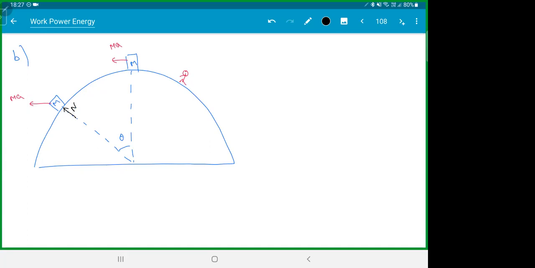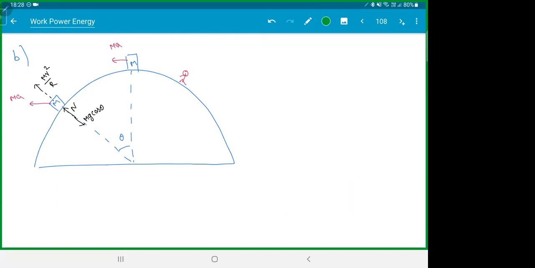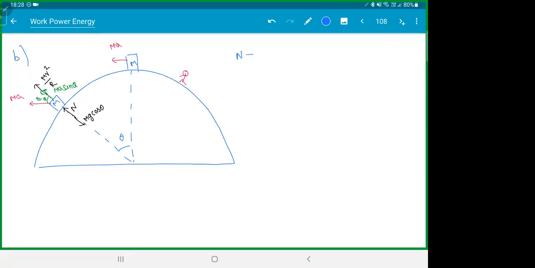Normal reaction, mg cos theta, the centrifugal force, and this pseudo force का भी component आएगा. This is 90 minus theta, so we get pseudo force का component also. M is sin theta. The forces along the normal: N plus mv square by r plus ma sin theta will be equal to mg cos theta.